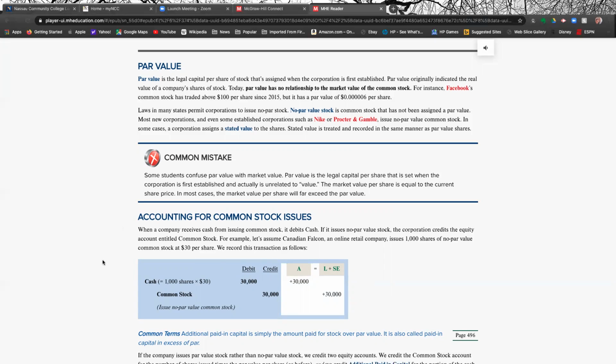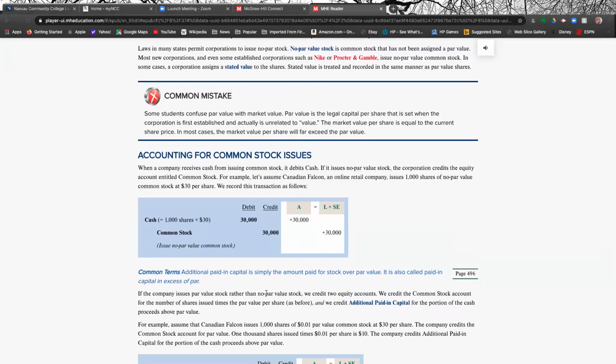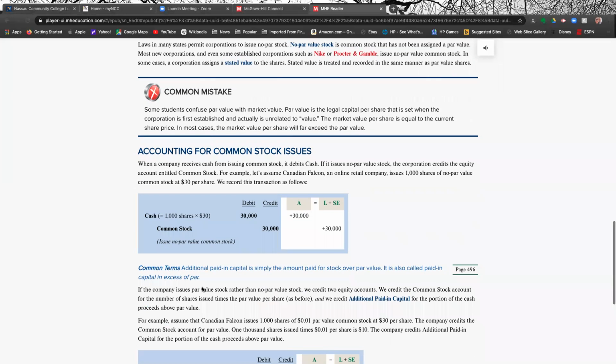So if we have no par stock, we have debit cash, credit common stock. But if we have stock with a par value, we're still going to have the debit to cash for the same amount, but we're going to have a credit to two accounts. We're going to have a credit to common stock for the par value, right? And let's say, for example, the par value is $1,000. So debit cash 30, credit common stock 1. You need to credit something for $29,000. What would you credit? You have an account called, sometimes it's called additional paid-in capital. Other times it's called paid-in capital in excess of par.